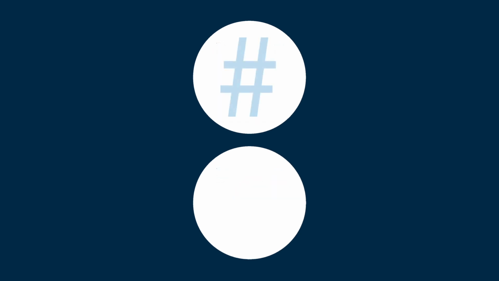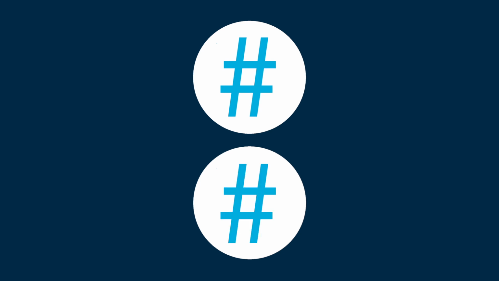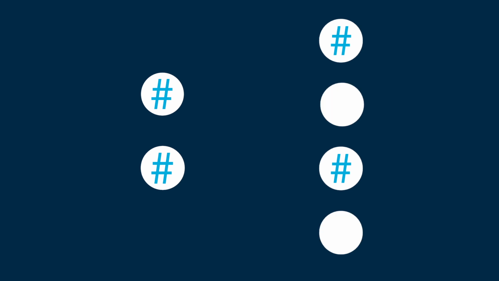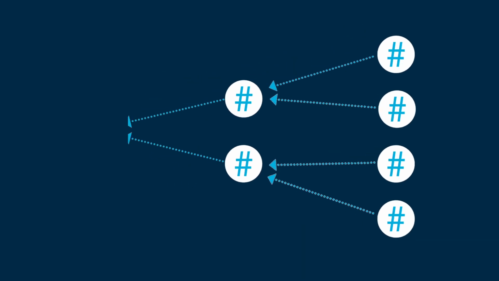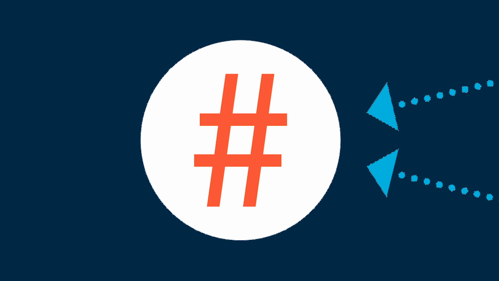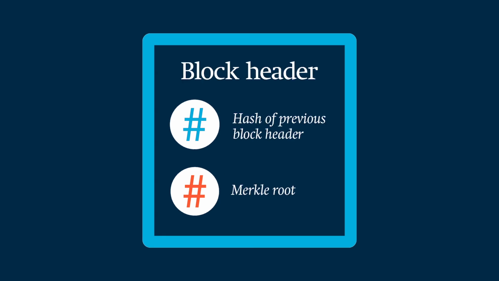This is done by creating a hash of each transaction. A hash is a string of code which acts as a unique identifier. These hashes are then paired, hashed again, paired again, and so forth until only one hash remains. This structure is known as a Merkle tree, and the final hash is known as the Merkle root. The Merkle root is then stored in the block header.